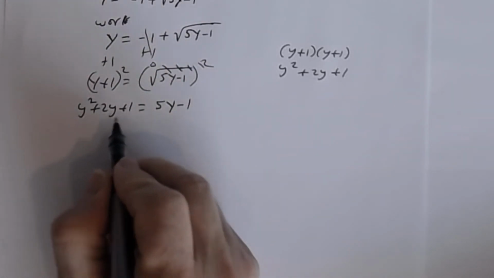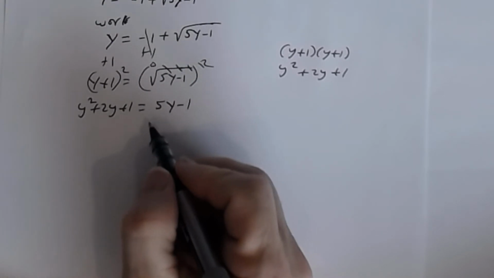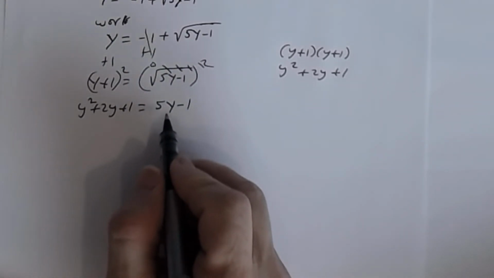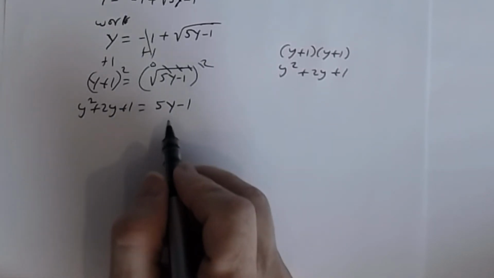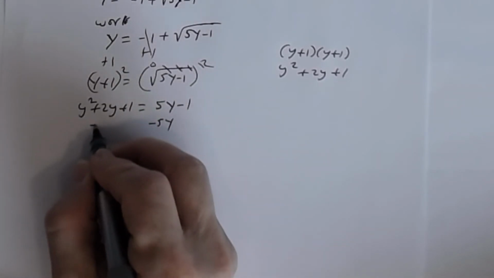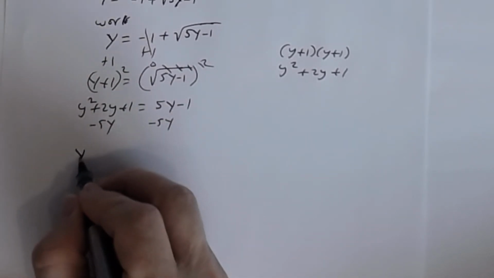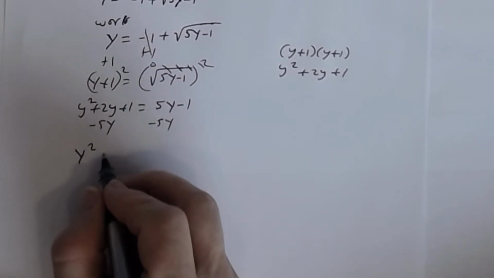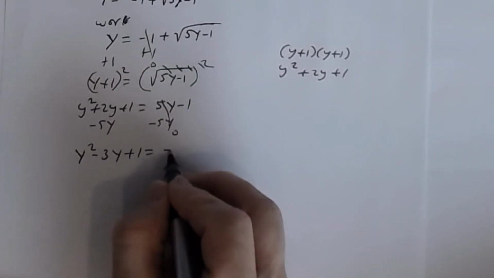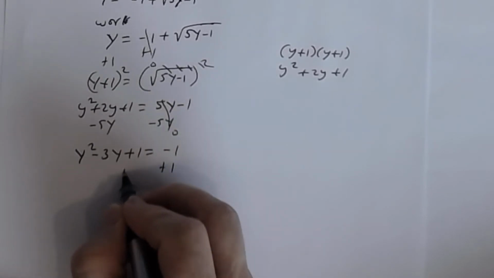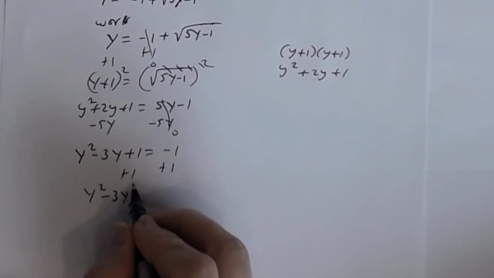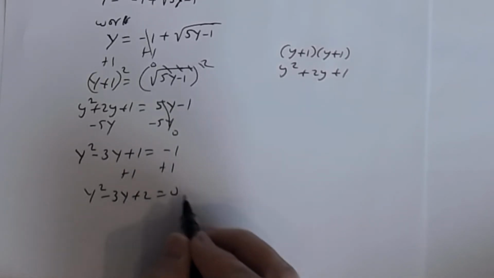Okay, so notice I have this quadratic equation. Let's go ahead and bring all the terms to one side so I can use the zero factor property. I'm going to subtract 5y, so I get y squared, 2y and a negative 5y is a negative 3y, plus 1 equals negative 1. Adding 1 to both sides, I get y squared minus 3y plus 2 equals 0.